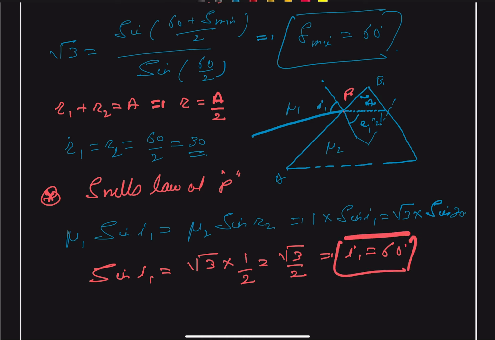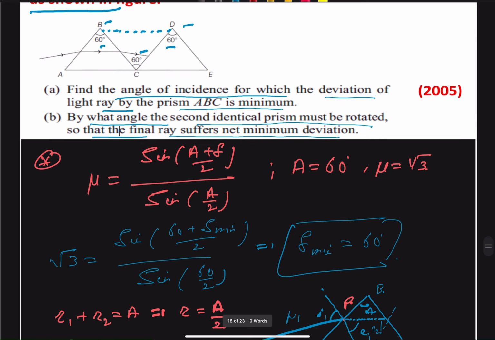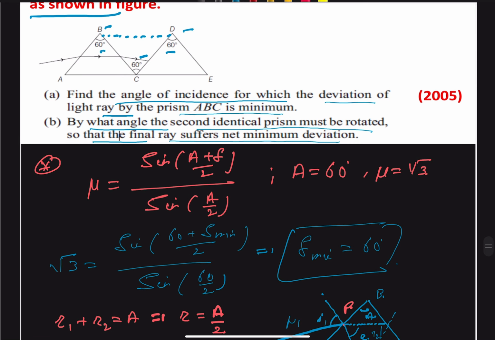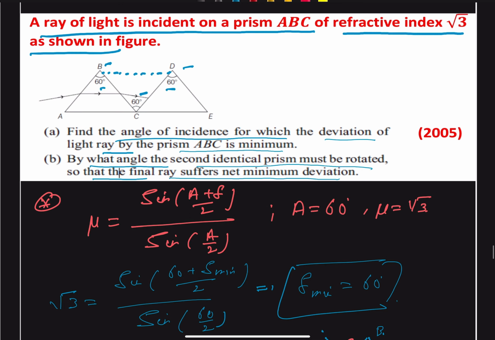Anyways, there was slight confusion on my part. So this is the first part. And the second part says: by what angle must the identical prism be rotated so that the final ray suffers the net minimum deviation? One thing is very clear, that we have to arrange this DCE such that this DC is almost merging with our BC, like a parallel line.